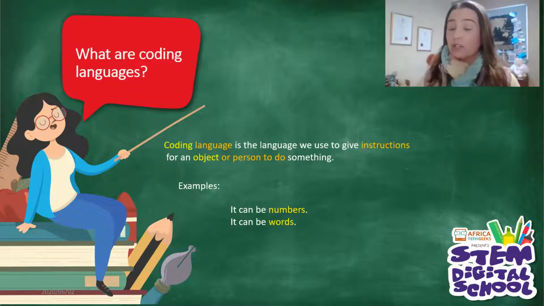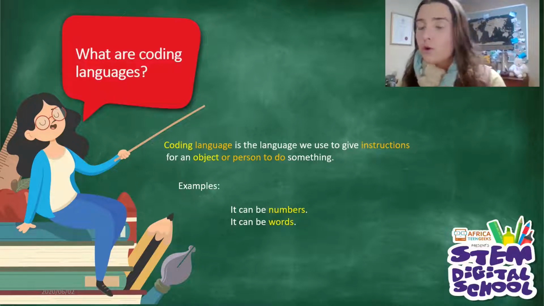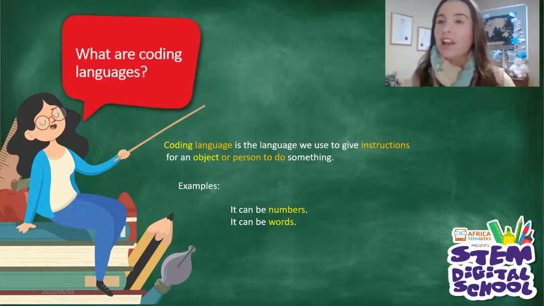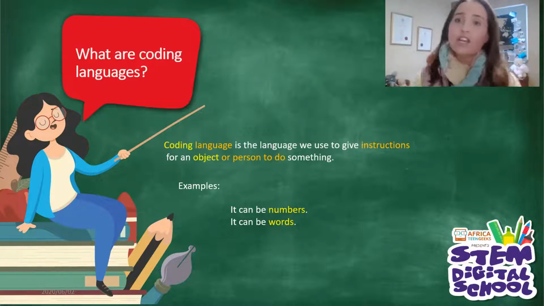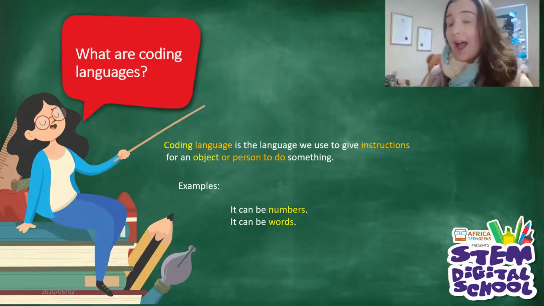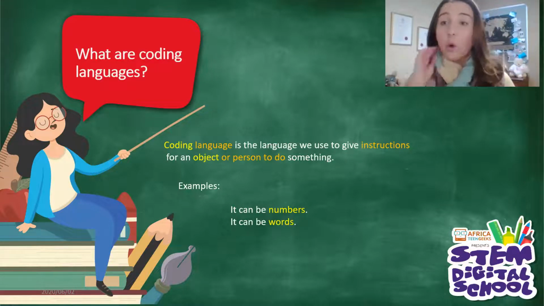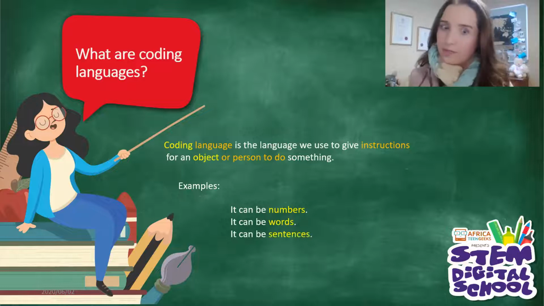It can be words. So I said walk past or walk through or go to. Those are words that we use. Or turn left, turn right, turn around. Okay, those are all coding words.